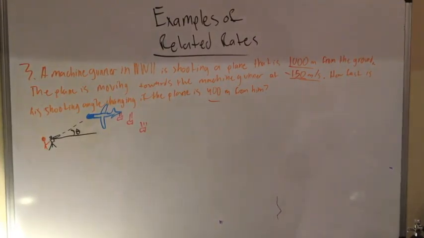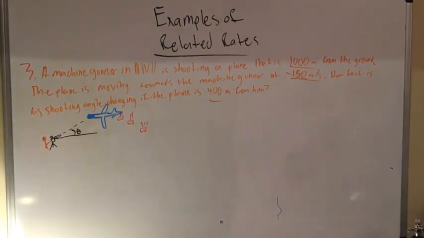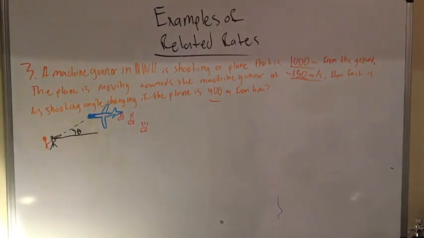Another example of a related rate problem, and this one is a little bit more realistic, is when a machine gunner in World War II is shooting a plane that is 1,000 meters from the ground, and it remains at that constant height. The plane is moving towards the machine gunner at negative 150 meters per second. So how fast is his shooting angle changing if the plane is 400 meters from him?